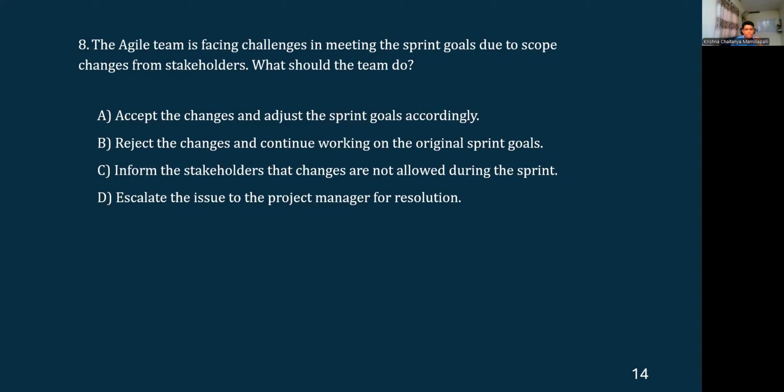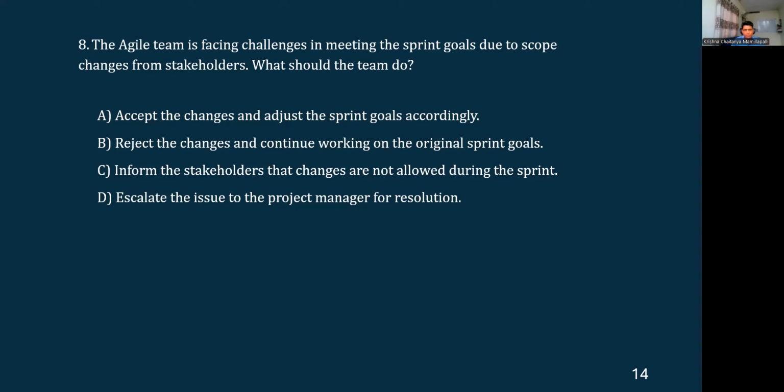Inform the stakeholders that changes are not allowed during the sprint. Yes, like we have discussed with option A, if the changes were requested during the sprint, while the sprint is going on, and that specific sprint goal is requested to be changed, then this could have come up as an answer. However, that is not specified in the question, so this is not an appropriate answer as well. Let's move on to the last option. Escalate the issue to the project manager for resolution. Again, escalation comes as a last resort in every case.